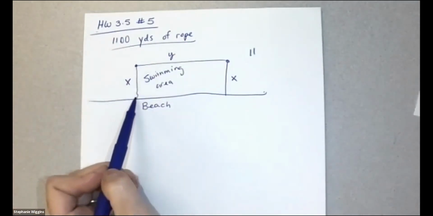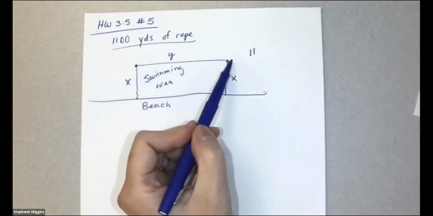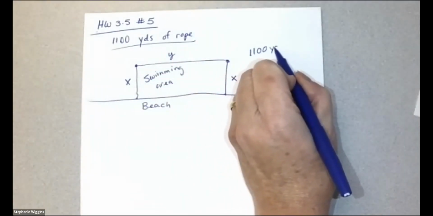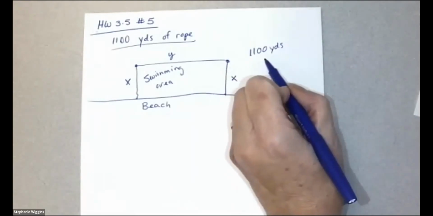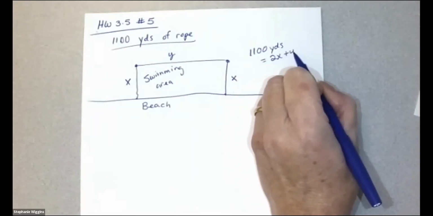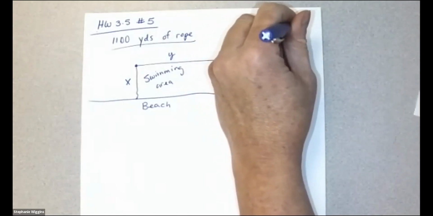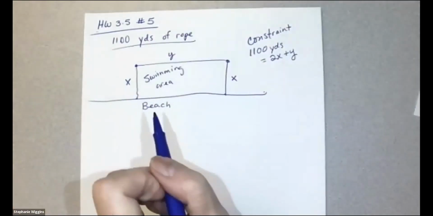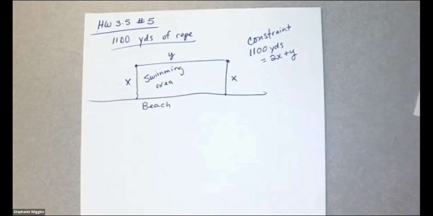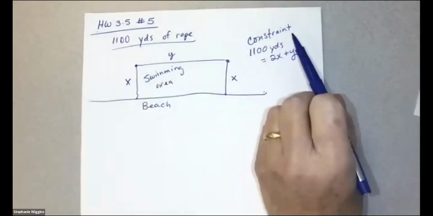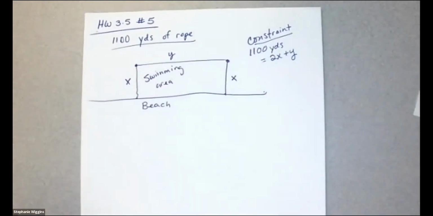Okay. This distance, X plus Y plus another X, has to be 1,100 yards. Okay. That's going to be your 2x plus y. This is your constraint. Obviously, in order to maximize area, you have to have a constraint. You can't just have an infinite amount of rope because then you would never have a maximum. It would just be infinity, right? Which is impossible. So you've got to have a constraint in order to maximize your function.